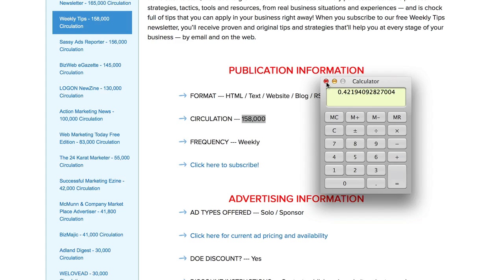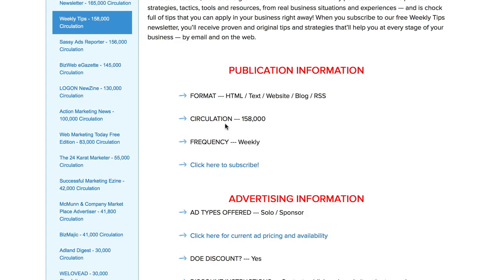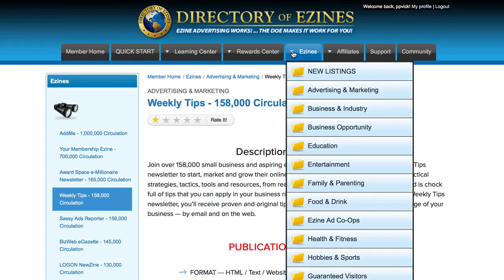It can be one of the best methods to get traffic, probably the fastest that's out there, if done correctly. Okay, so that's why I love Directory of Ezines, because of stuff like this. It's already been researched, already proven.